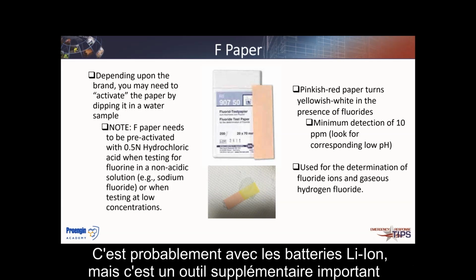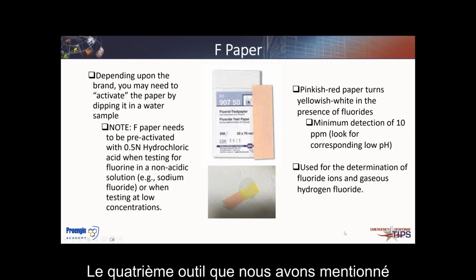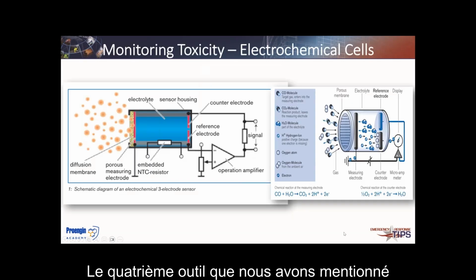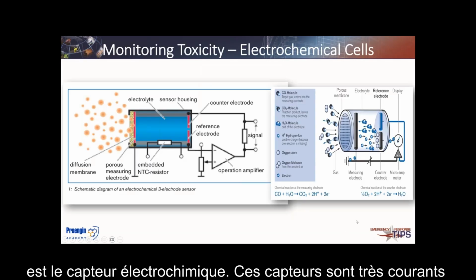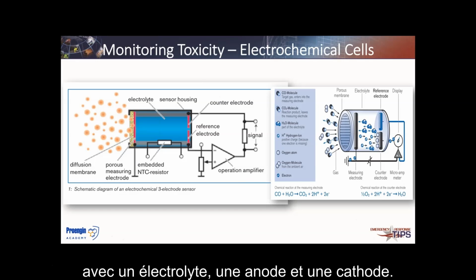So it's probably used along with your LIBS batteries, but it's an important additional tool to help us delineate classes of materials and the nature of the threats that are present. And then the fourth tool that we talked about, on the next slide, is your electrochemical cells. They're very common. The interesting thing is they actually operate similar to a battery. So there's an electrolyte, and there's an anode and a cathode.